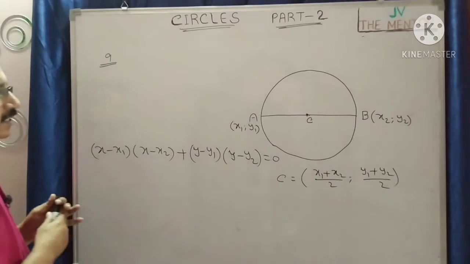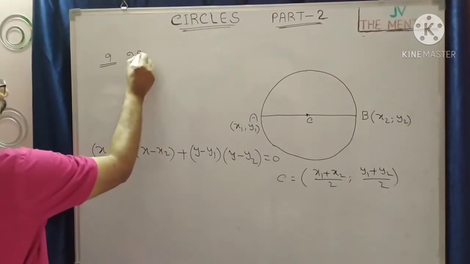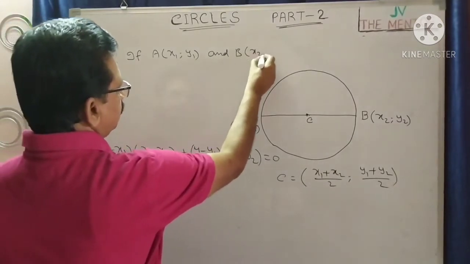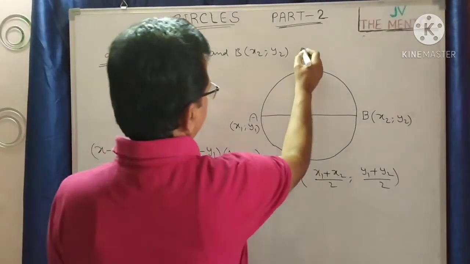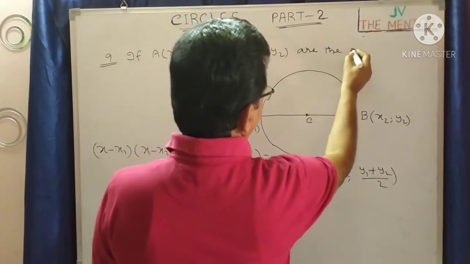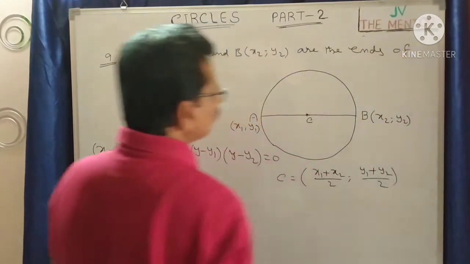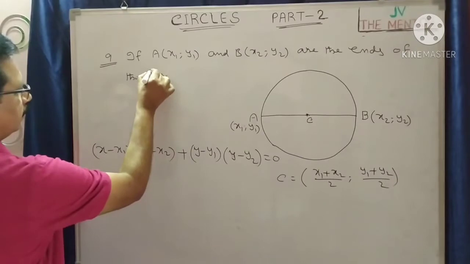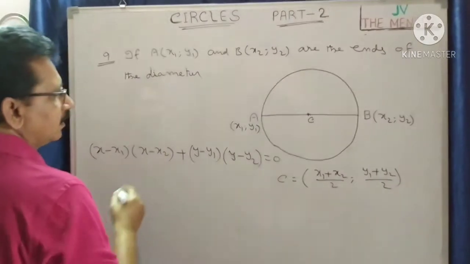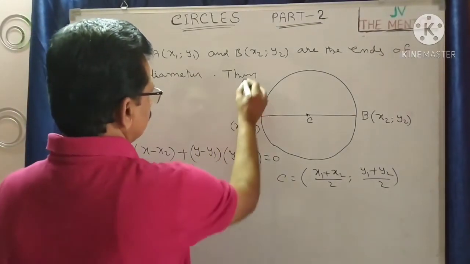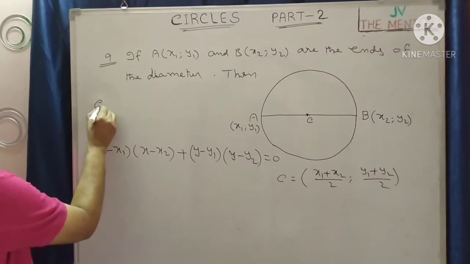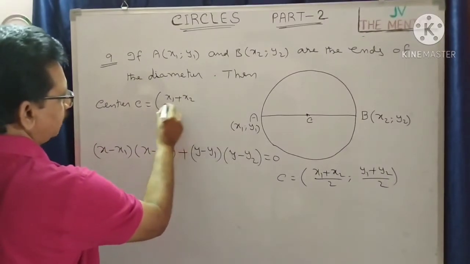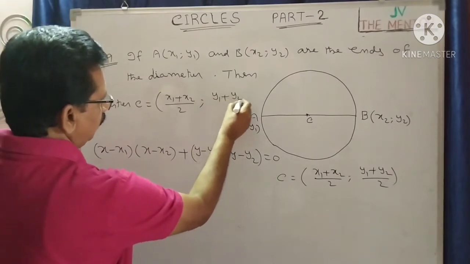Write down the next point. If A (x1, y1) and B (x2, y2) are the ends of a diameter, then the center C equal to the midpoint formula: x1 plus x2 by 2, comma y1 plus y2 by 2.